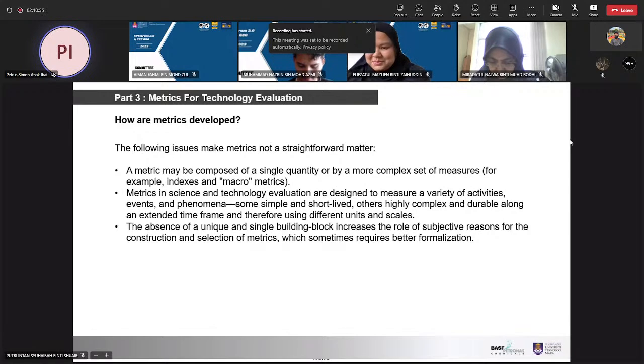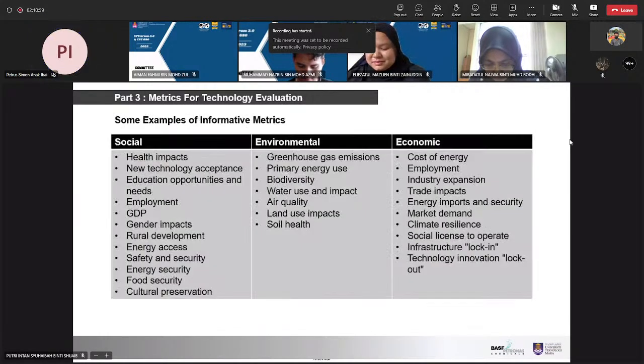All right, so I think we can see more clearly on the next table. All right, next. So these are some examples of the informative metrics that we can use for the social, environmental, and also the economic. All right, next.